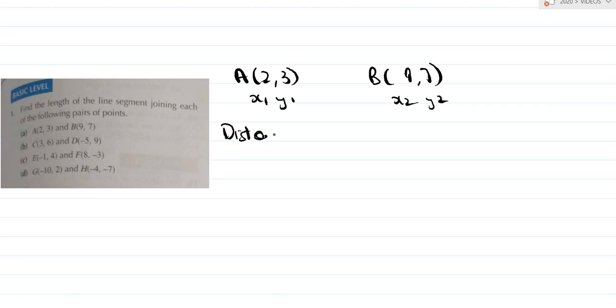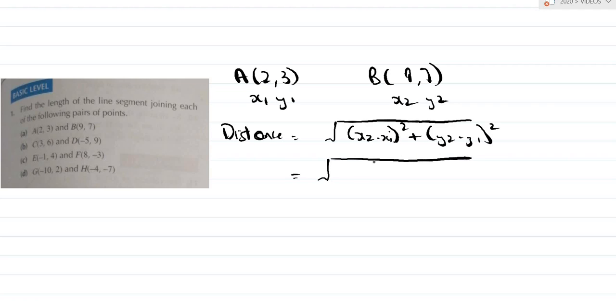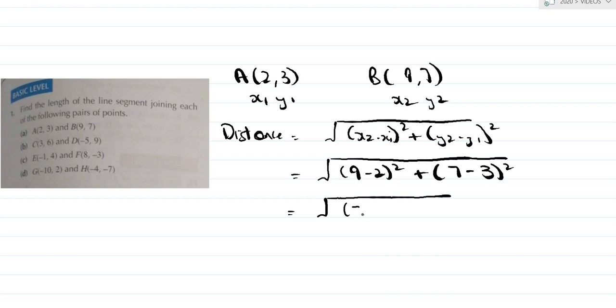The formula for distance is under root x2 minus x1 whole square plus y2 minus y1 whole square. Now what is x2? x2 is 9 minus, and what is x1? x1 is your 2 whole square plus y2. What is y2? y2 is 7 minus y1, and y1 is 3 whole square. Now what is 9 minus 2? 9 minus 2 is 7 whole square. And then what is 7 minus 3? 7 minus 3 is 4 whole square.